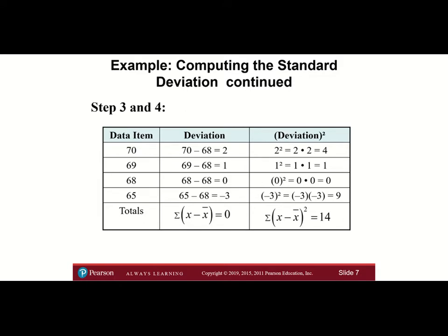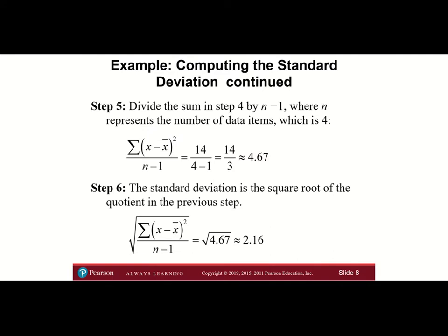Next, if you recall, you take each deviation that you found and square it. So 2 squared is 4. 1 squared is 1. 0 squared is 0. Negative 3 squared is 9. Then we take these 4 values and add them together to get the sum of 14. Now we need to divide our 14 by n minus 1. We had 4 data points, 4 minus 1 is 3, so we have 14 divided by 3.